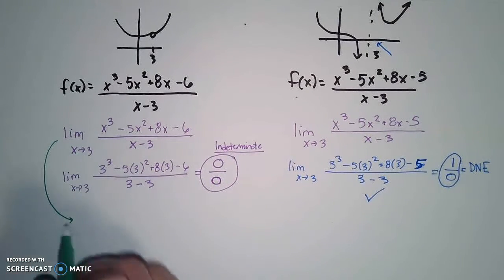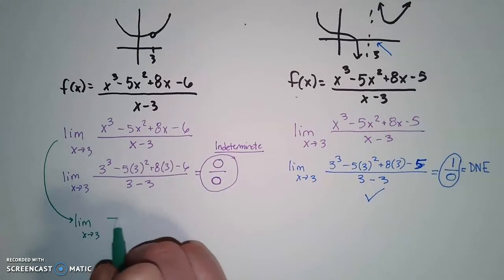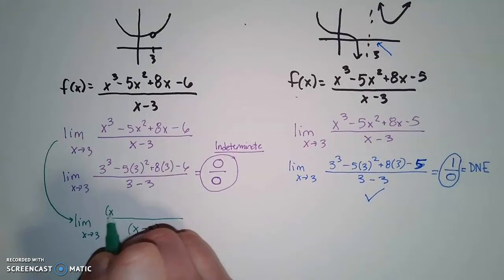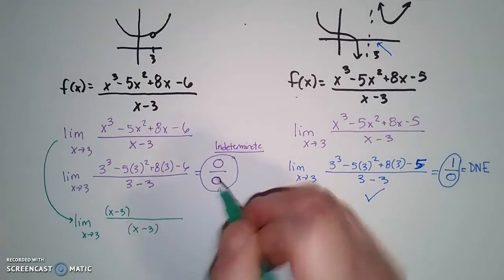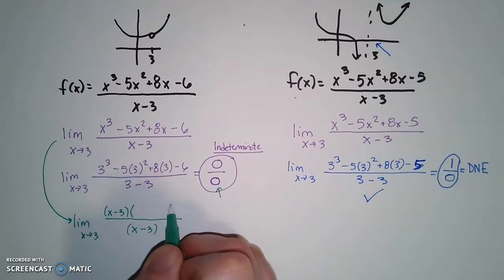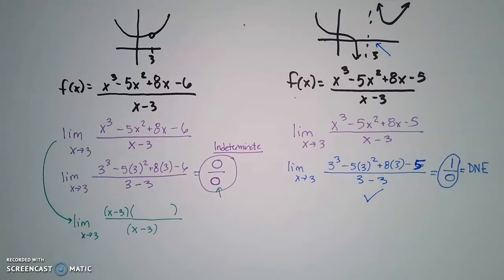And all I'm going to do is write the limit as x approaches 3. On the bottom, I have x minus 3, in parentheses. And on the top, because I get this as an answer, I know that x minus 3 is a factor of this particular problem. So I can factor out an x minus 3 and figure out what's left. Now, how do we do that? We do it with synthetic substitution. I'm going to fill in my 3, and I'm going to fill in my numbers, which is 1, negative 5, 8, and negative 6.